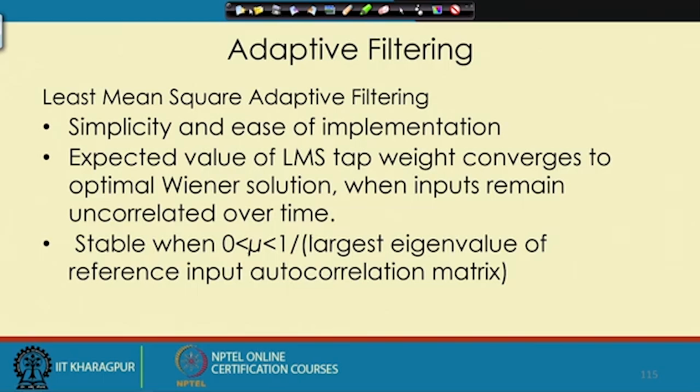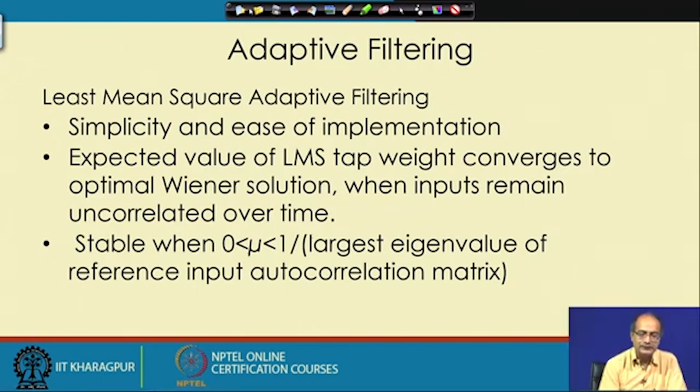Now, let us look at the next point: the expected value of the LMS tap weights converges to the optimal Wiener solution when the inputs remain uncorrelated over time. That means if the input becomes stationary, at least over some time, and is not changing with time, then we could have used the optimal Wiener filter.